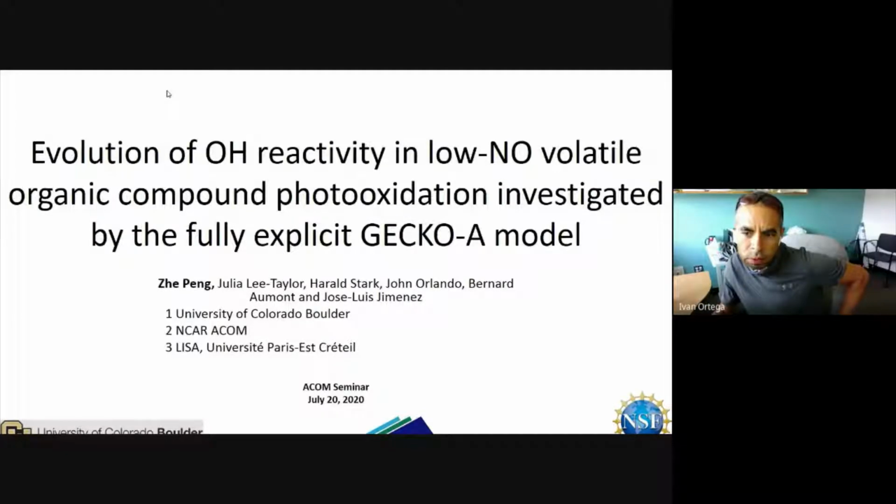And since 2014, he has been working mainly as a box modeler in the group of Jose Luis Jimenez at CIRES. His research interests include investigation of volatile organic compound oxidation and aerosol formation in both the atmosphere and lab experiments, using both parameterized and fully explicit models, in this case GECKO-A, as you can hear from this presentation. I really appreciate Zhe that you are presenting today, and go ahead.